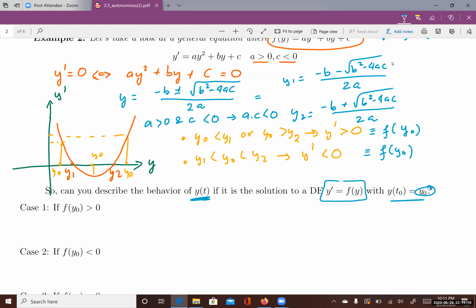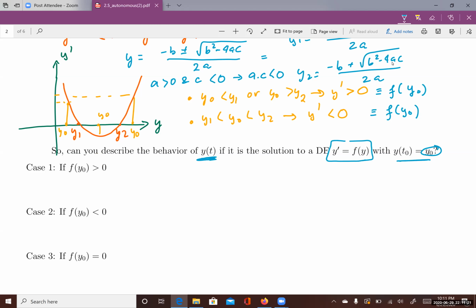So in this case, number 1, if f of y0 is positive, what does it mean? That means y of t will be an increasing function. f of y0 is the same as y prime when y equals y0, and it is positive. That means the function y of t will be an increasing function.